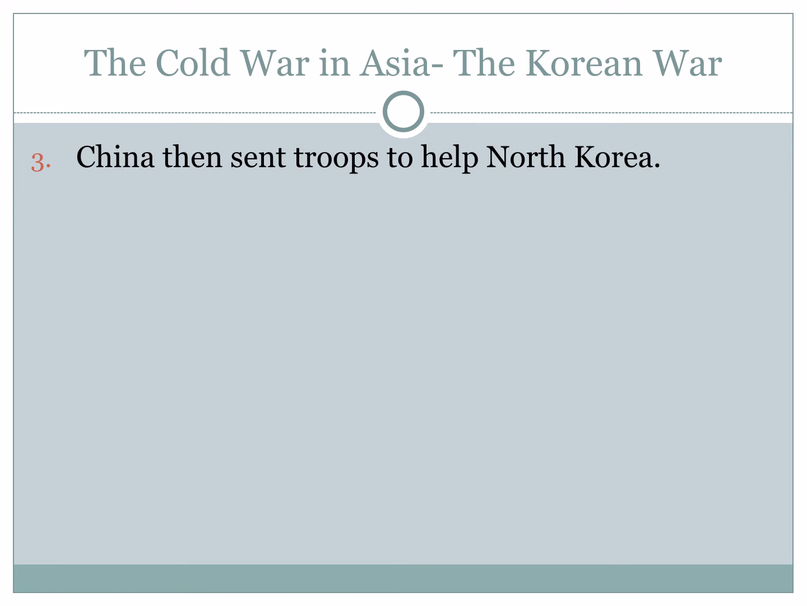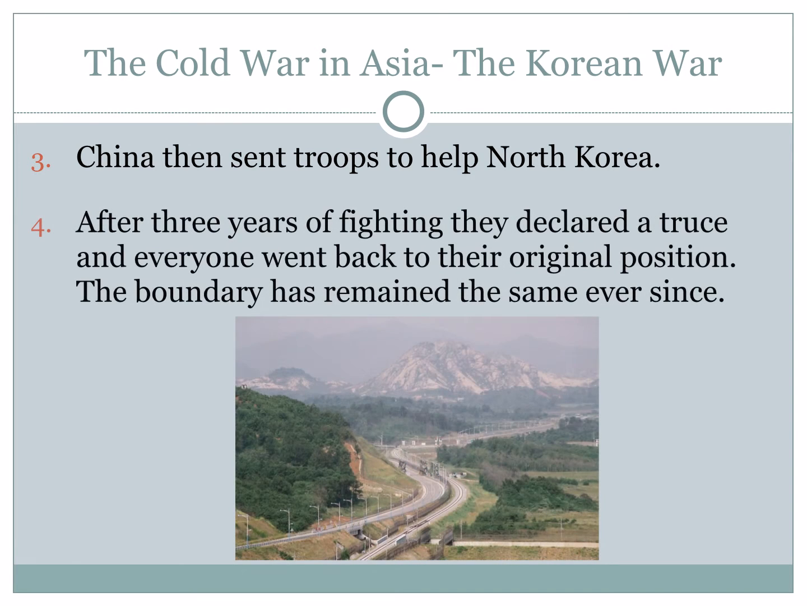We ended up actually pushing North Korea almost all the way out of the Korean Peninsula. And once we started getting close to China, China got involved and sent troops to help North Korea. So after 3 years of fighting, the North and the South declared a truce with each other. Everyone went back to their original position, and the boundary has remained the same ever since.